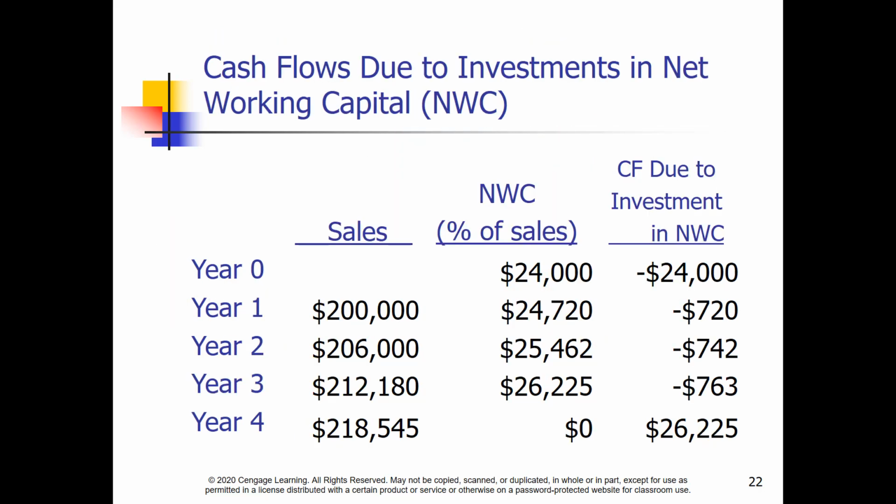The investment required in net working capital was defined as 12% of the expected next year's sales. What that means is the total investment in net working capital must equal 12% of the following year's sales. So for year 0, that means 12% of $200,000, $24,000. For year 1, the total investment required is 12% of $206,000, or $24,720. But you've already invested $24,000, so you only need to invest $720 more. That continues for years 2 and 3. If there's no investment in year 4, you recover all of your investment.